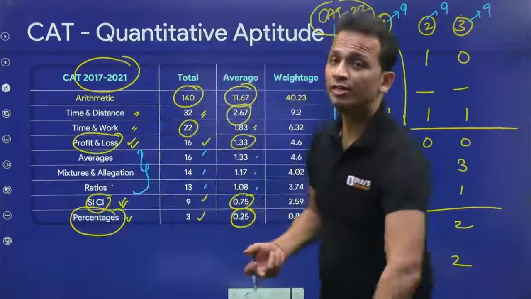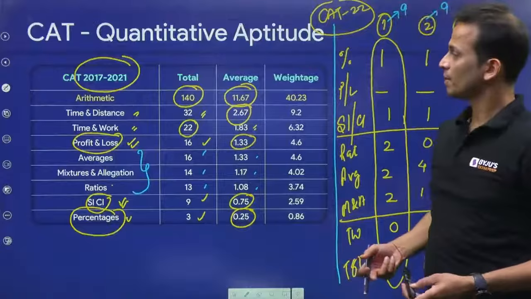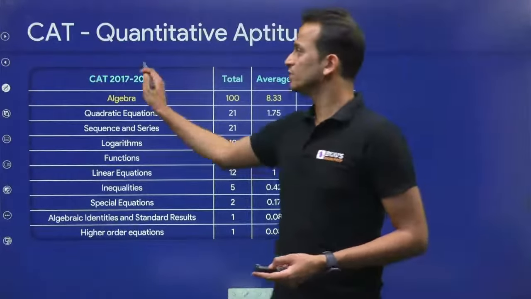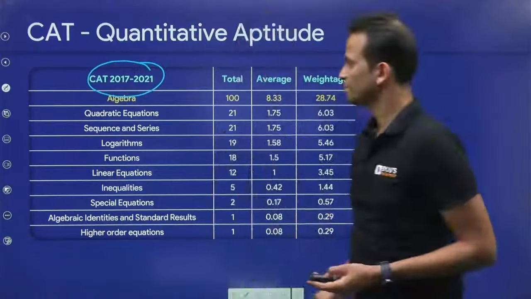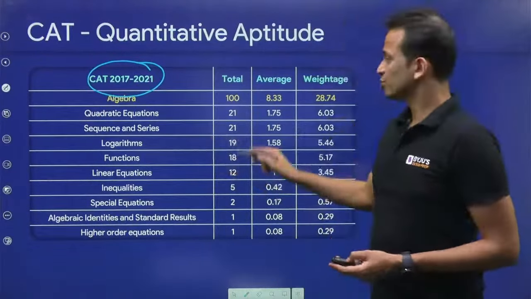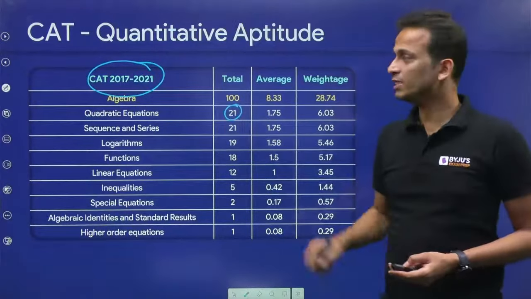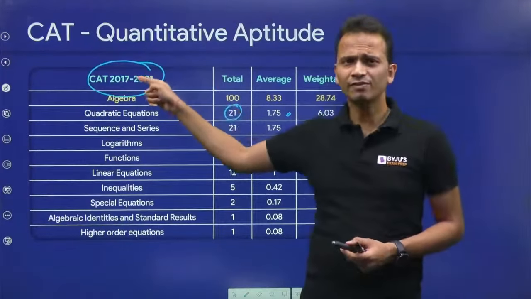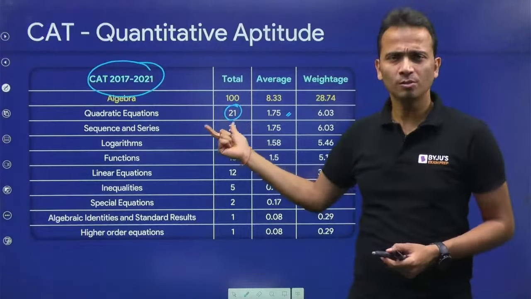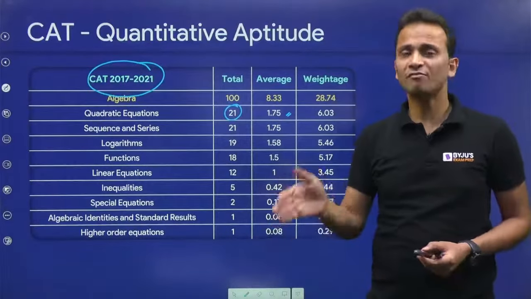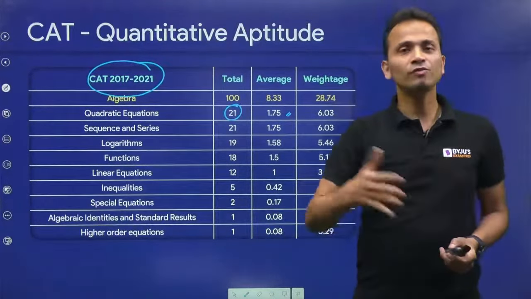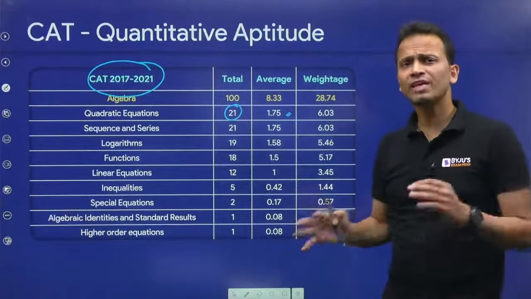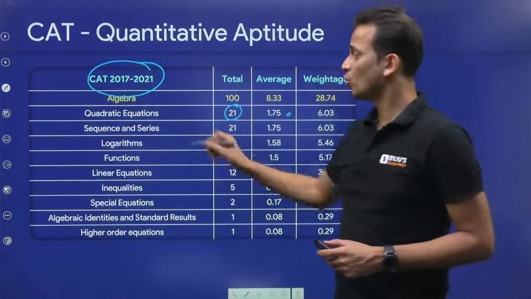Now let's switch our gears and look at algebra. So this is the breakup of algebra, what has happened in this period of 5 years. Starting from quadratic equations, a total of 21 questions have been asked in these 5 years with an average of 1.75. Okay, 21 को directly 5 से divide नहीं करना because there were multiple slots. Okay, so total of 21 questions have been asked in 4 years, and each of these years has more than 1 slot. Okay, so on an average 1.75, I can say approximately 2 questions have been asked from quadratic equations.